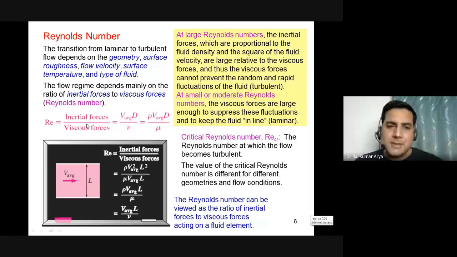And the ratio of these two, inertial force upon viscous force, is treated as the Reynolds number, because this is in the name of the scientist Osborne Reynolds. He found this correlation first. So Reynolds number is calculated as inertial force upon viscous force. Finally the derivation comes out as dV rho upon mu. So you need to calculate all these factors all the time, as I talked about in the case of flow meters also.